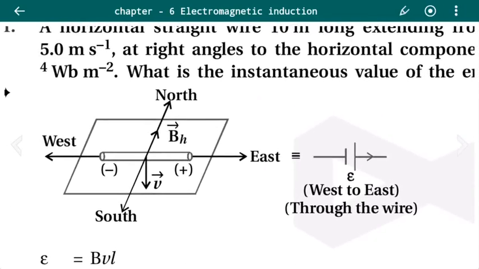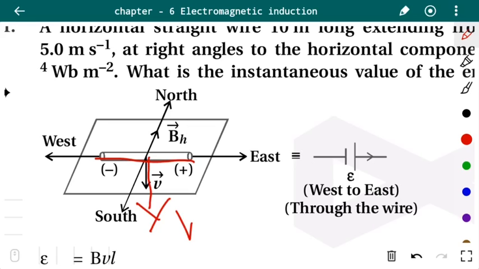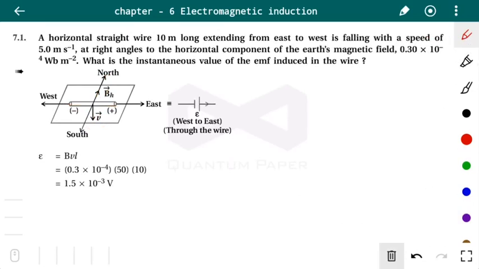So you can see over here the straight wire is extending from east to west direction, and it is falling downwards with the velocity 5 meter per second, and it is perpendicular to the horizontal component of the Earth's magnetic field, that is towards the north is the horizontal component of the magnetic field. What is the instantaneous value of the EMF induced in the wire? Here we need to find the induced EMF.